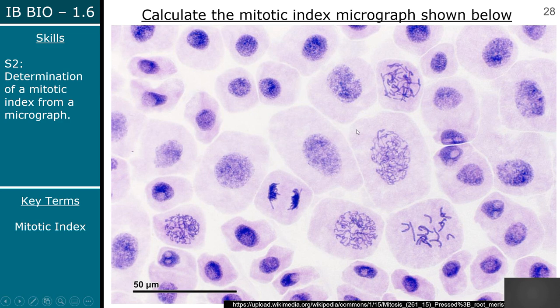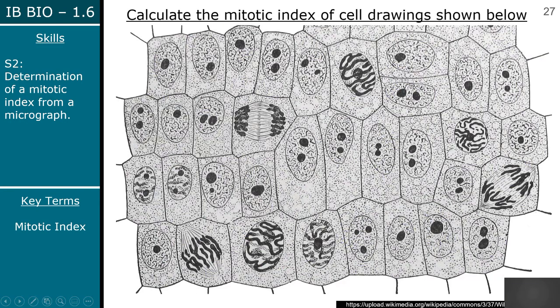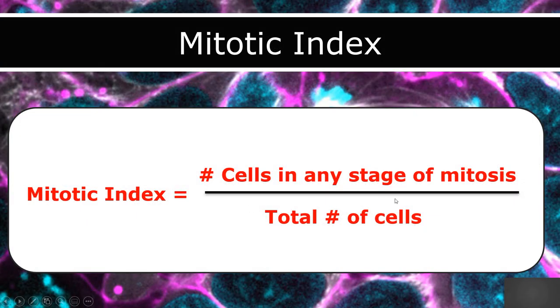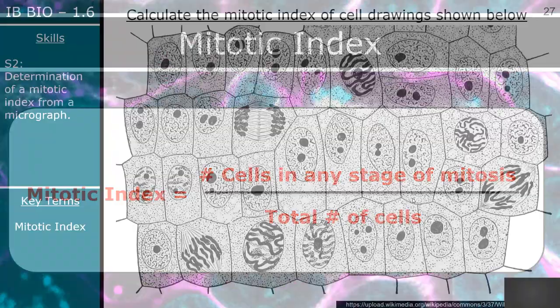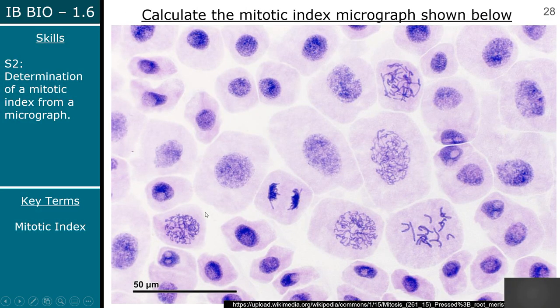Okay, so for this one, basically do it again. Count the number of cells that you see in here total. And again, you're going to put that number on the bottom. And then you're going to go back and count the cells that you think are in mitosis and put that number on the top and give the percentage of cells that are in mitosis to give you your mitotic index.